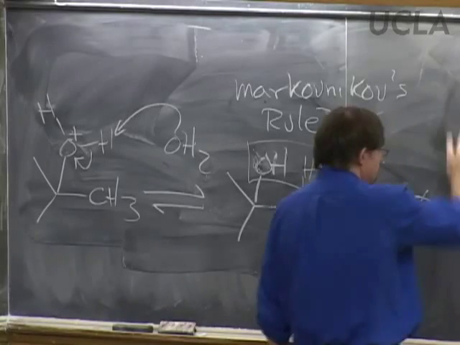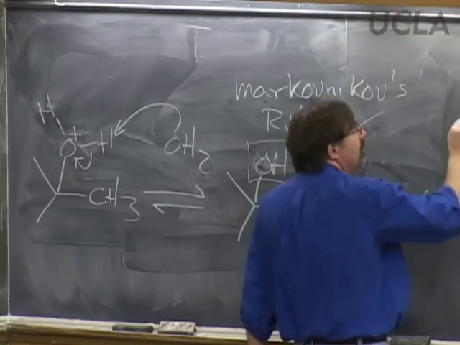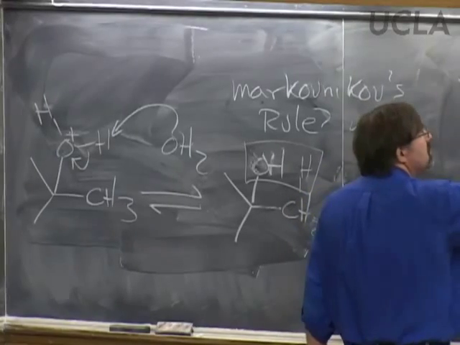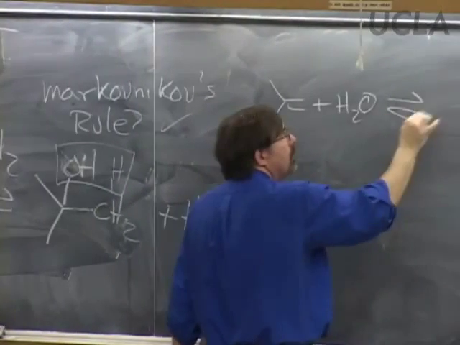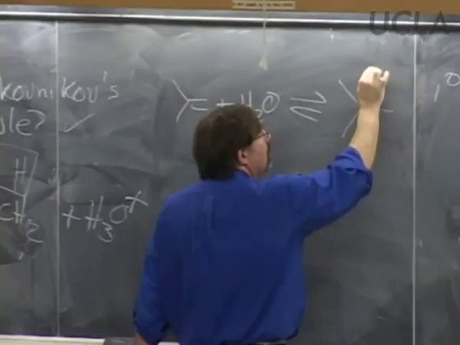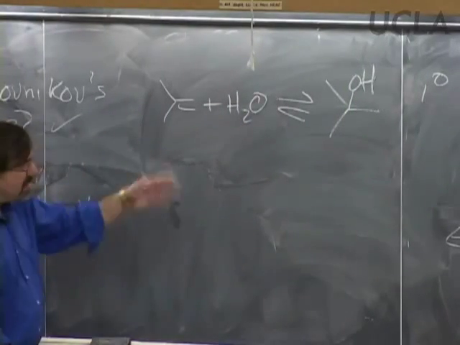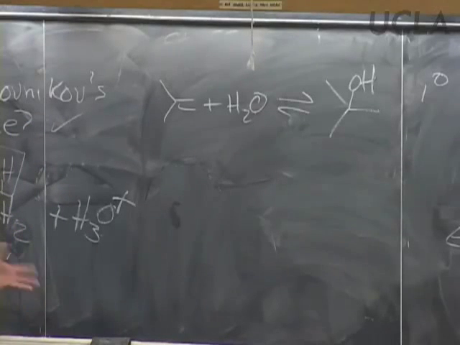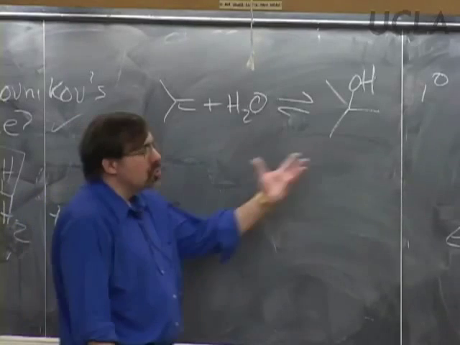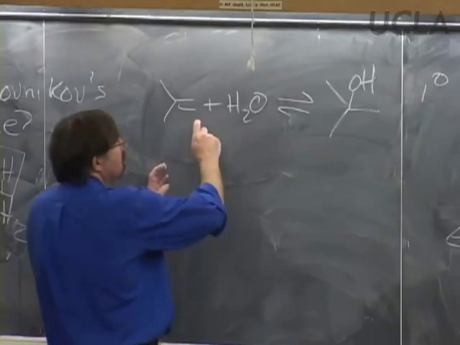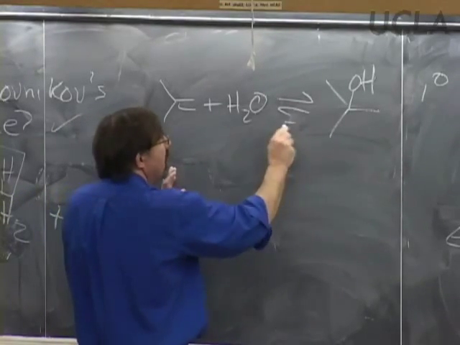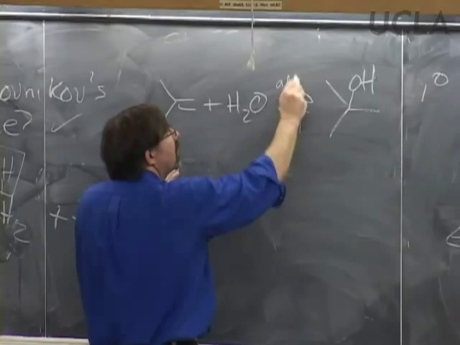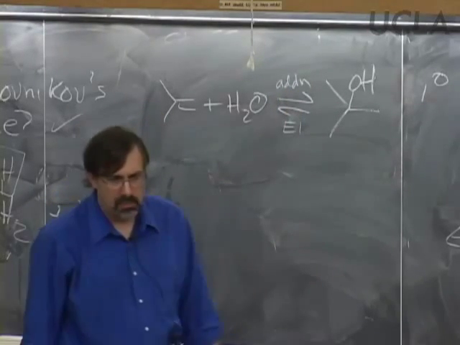Now that brings up a question. Here we have alkene plus H2O in equilibrium with alcohol. I haven't written the acid because the acid is not part of the balanced equation. We have an equilibrium. How do we control this then? In this direction it was E1, in this direction it was addition. How do we control that?